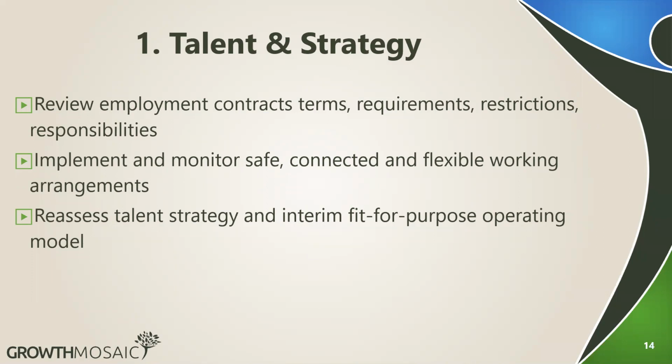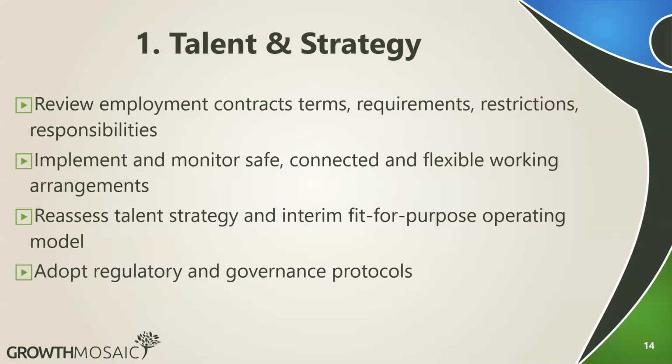And also looking at interim fit for purpose operating models. So we saw Nishin mentioned they are now looking at more online channels. So this is a fit for purpose operating model. So maybe you're a restaurant, you are traditionally an in-person, so a restaurant where people have to come in to purchase your product, but then now you're forced to explore delivery systems. So this is a fit for purpose operating model. How do you make sure you still deliver the quality expected with this new model?